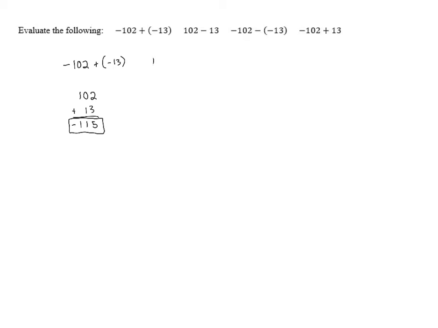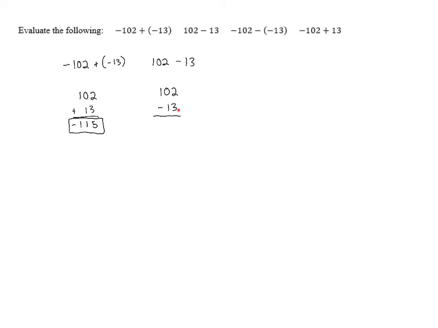Next, let's look at 102 minus 13. This is a subtraction problem, and we know that when we're subtracting, we have to put the larger number on top. So we've got 102 minus 13. All right, let's go through this process.